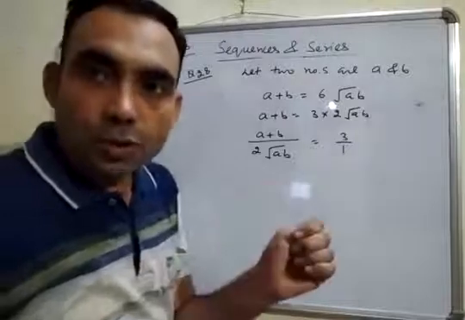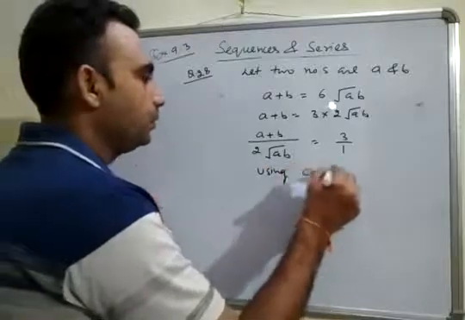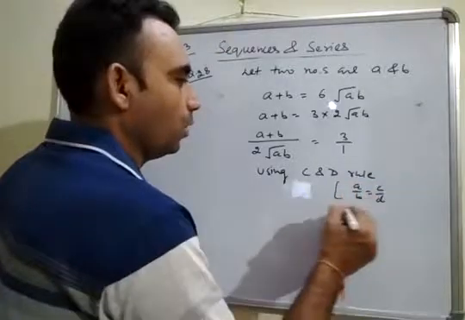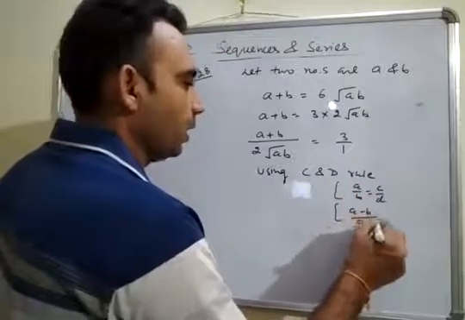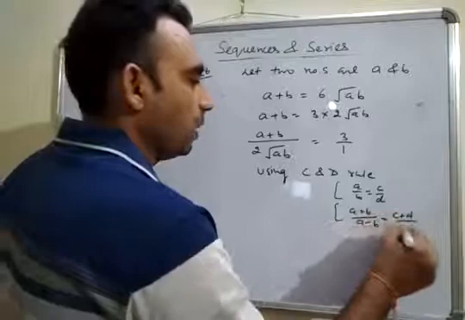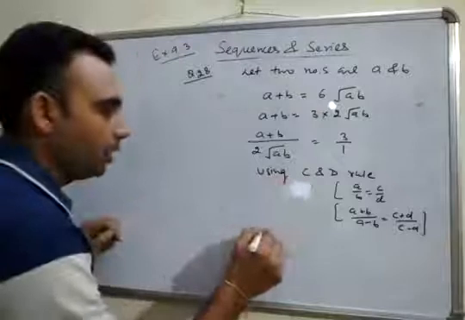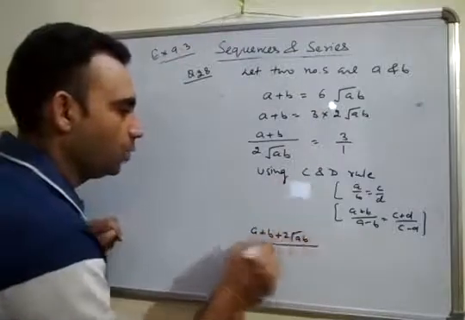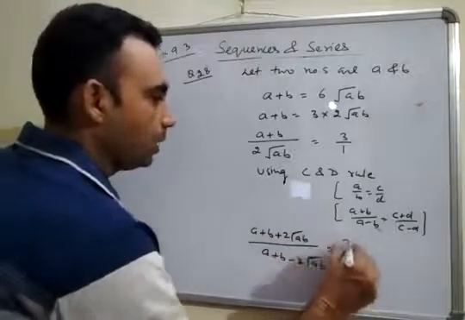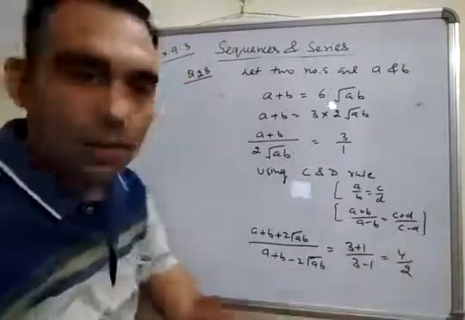Now we will use C and D rule, componendo and dividendo rule. What is C and D rule? If A upon B is equal to C upon D, then A minus B upon A plus B is equal to A plus B upon A minus B is equal to C plus D upon C minus D. So first add and subtract. That is, A plus B plus twice of under root AB upon A plus B minus twice of under root AB is equal to 3 plus 1 upon 3 minus 1. 3 plus 1 is 4, and 3 minus 1 is 2.